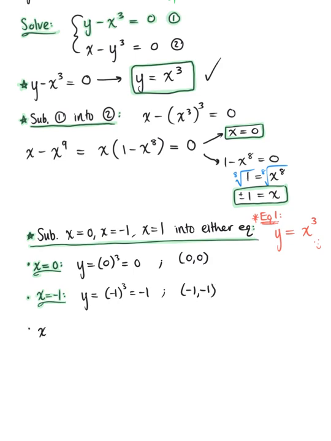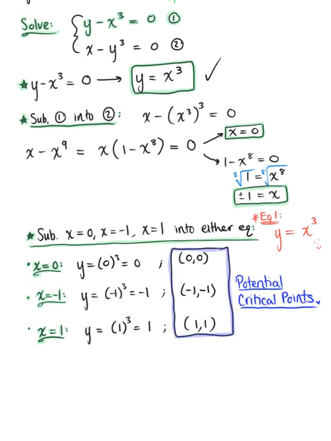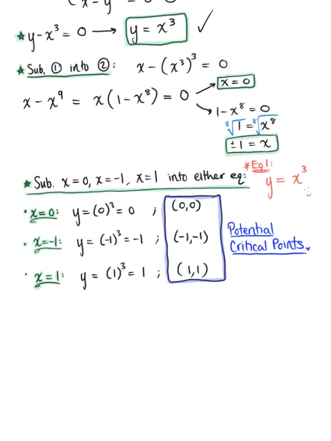And last but not least, when x is +1, substituting this into equation 1, we have y is equal to 1 cubed, which again is 1. So our third potential critical point is the ordered pair (1, 1). So these are our three potential critical points. So the next order of business is to classify these three potential critical points.